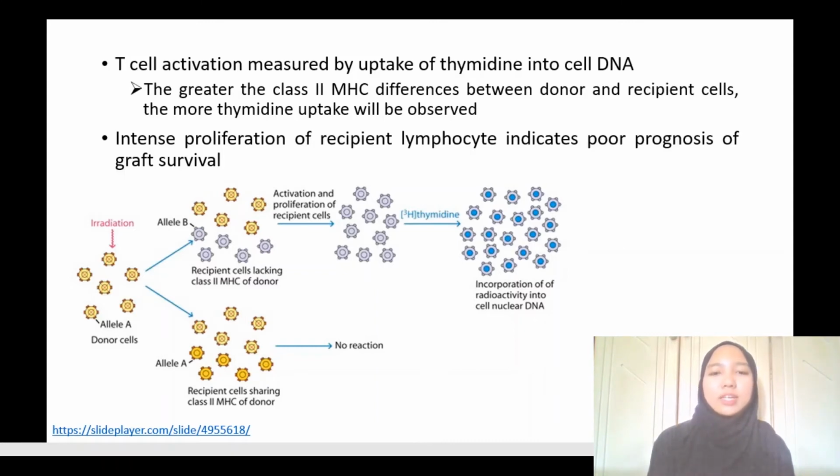This figure summarizes what I have said, where the donor cells are mixed with the recipient cells. The upper situation shows the recipient cells lacking the cluster MHC of the donor, which causes activation and proliferation of the cells and results in thymidine uptake. In the other situation, recipient cells share the cluster MHC of the donor, resulting in no reaction, so the donor is compatible with the recipient.